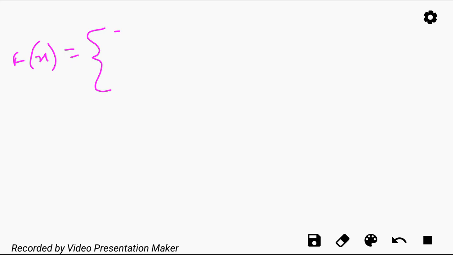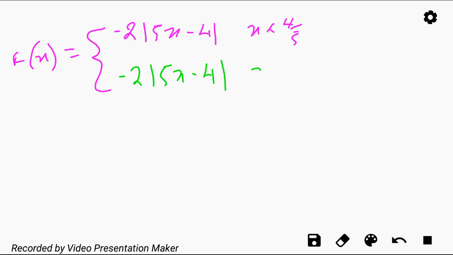Our redefined function is going to be defined by these two regions. We're going to have the same modulus function that we had for the part that says x is less than 4 over 5. And then this other part, negative 2 modulus of 5x minus 4, is where x is greater than 4 over 5.